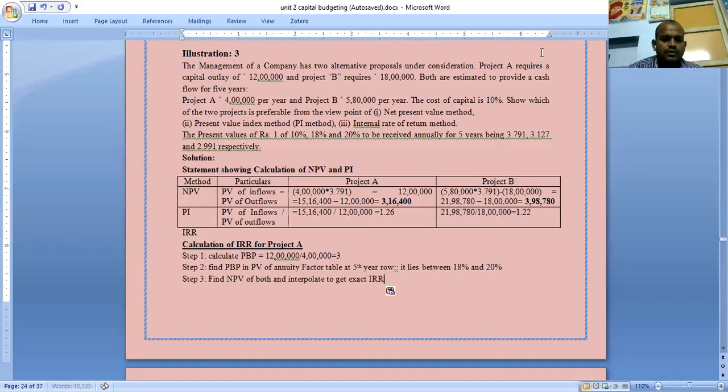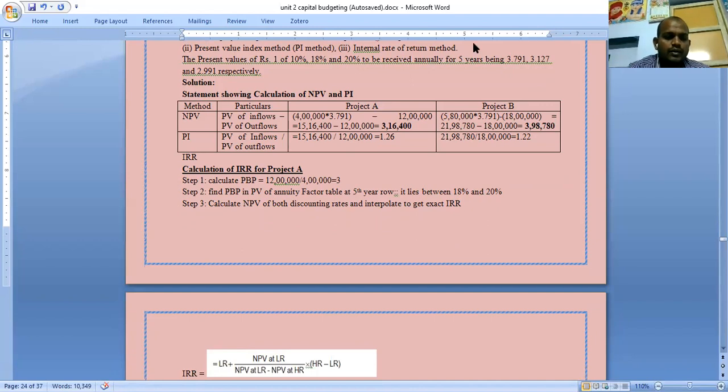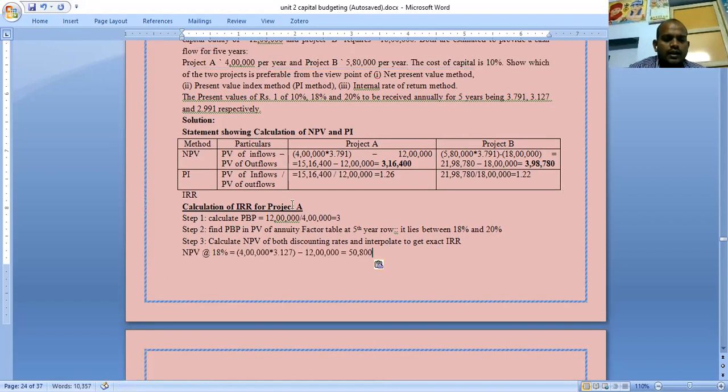Third step is you have to find or calculate NPV of both the discounting rates and interpolate to get the exact IRR by using the IRR formula. Okay, first of all, we'll calculate the NPVs at the rate of 18% and NPV at the rate of 20%. So present value of inflows minus present value of outflows. So NPV at 18%.